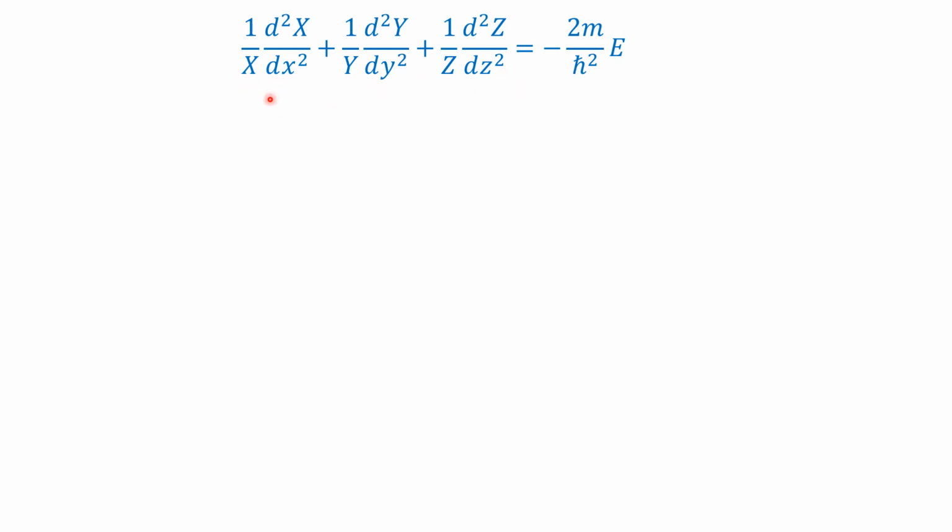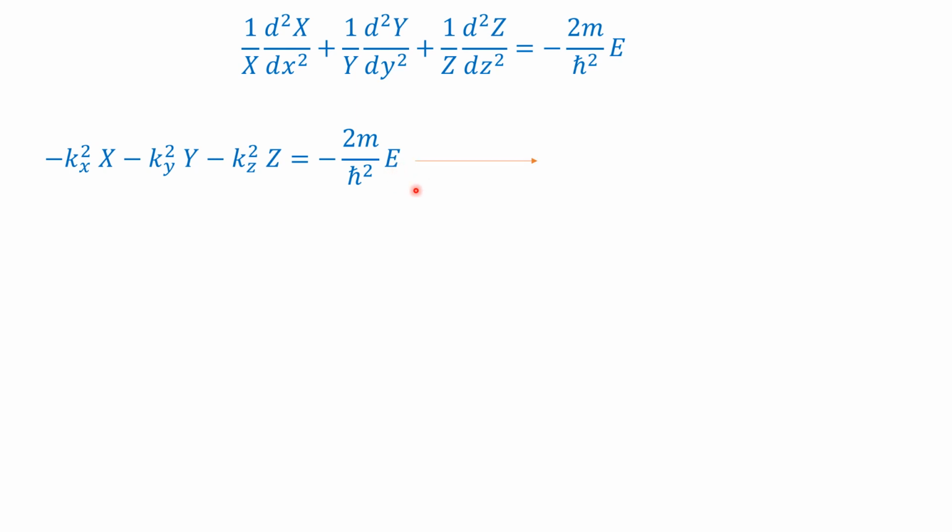Here you look into the left hand side. Each term is independent of the others because the first term depends only on x, not on y and z. Similarly the other two terms. Now we know a well established solution. The first term is minus kx squared times capital X, the second term is minus ky squared capital Y, and minus kz squared capital Z, which is equal to minus 2m over h cross squared E.